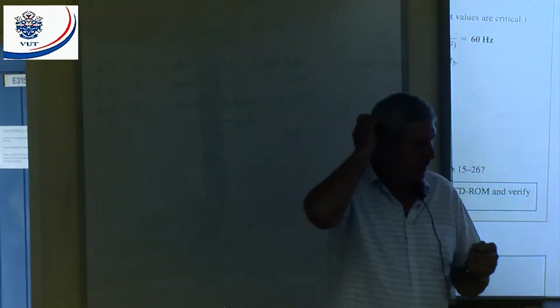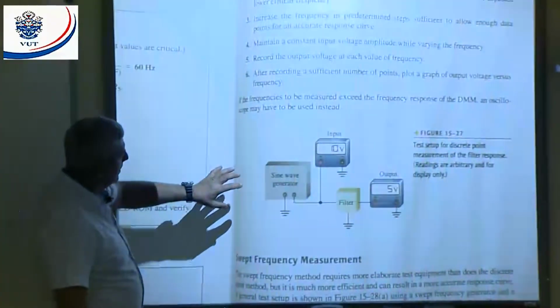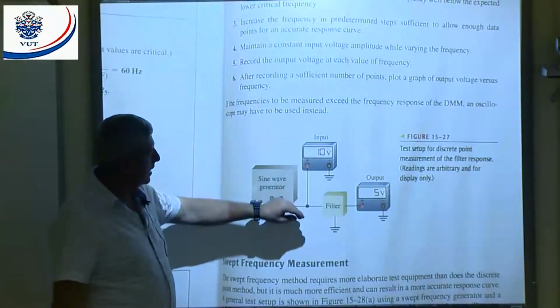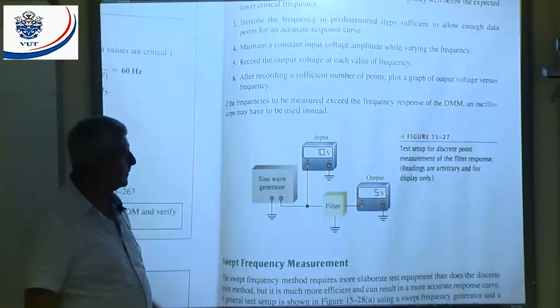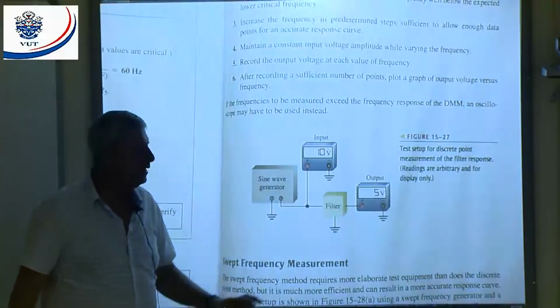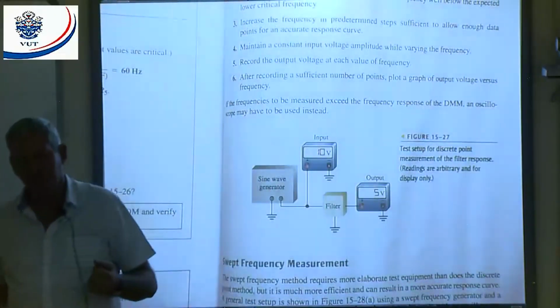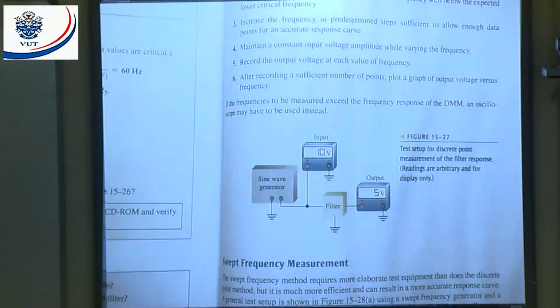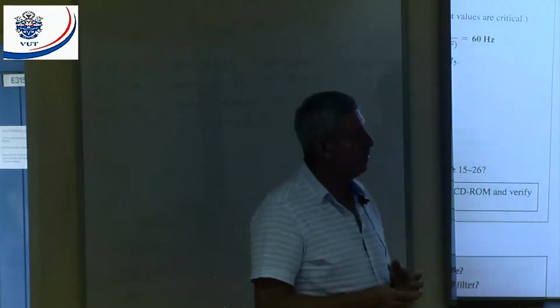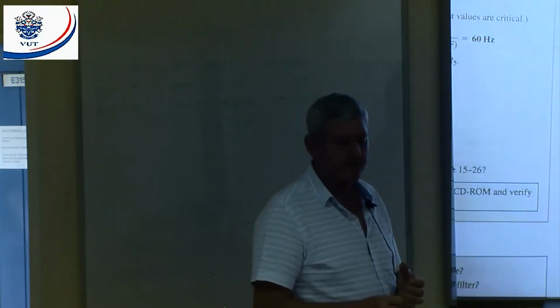All right. Now, if we have a look at this setup here, I got a sine wave generator. I measure the input, I measure the output. Here's my filter. Now, the frequency of this generator will determine what the output will be. We also did a practical experiment in the lab where we determined the critical frequency of a filter. I'm going to tell you how to do it. If you still do it in the practical, then you'll be able to do it. All right.